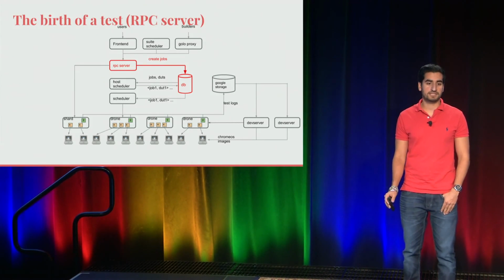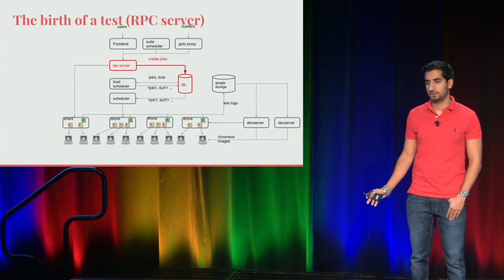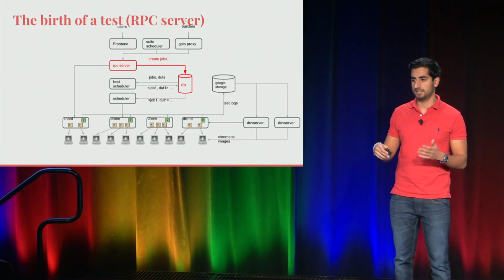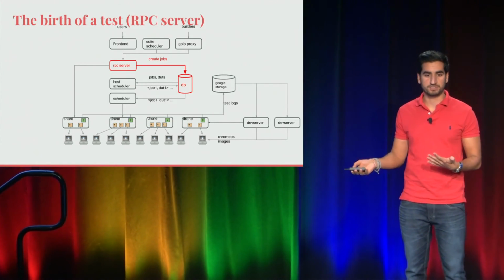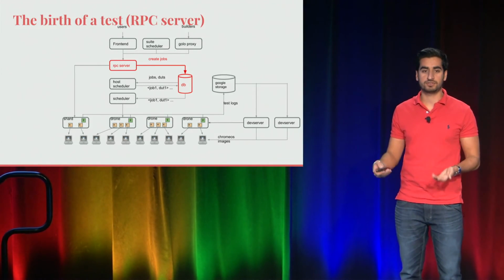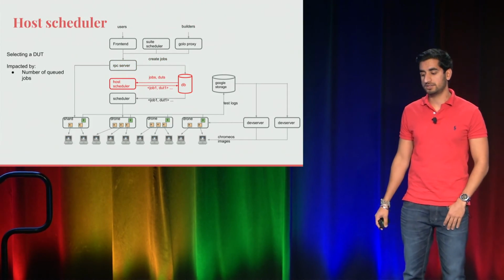Now, our RPC proxy just takes this request and translates it into a database entry, where it says, I want to run the BVT on this build for this device, which could be a Samsung Chromebox i3, for example. Once this entry is in the database, our infrastructure knows that it needs to run this test. This is where our host scheduler comes in.